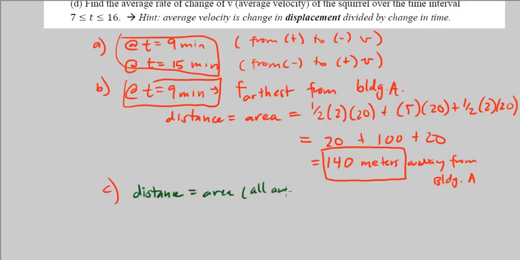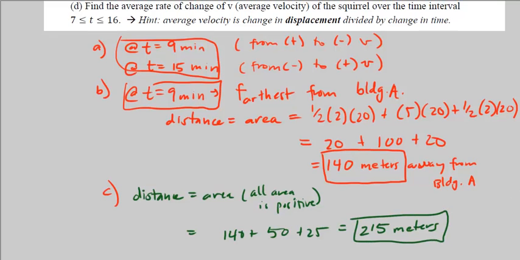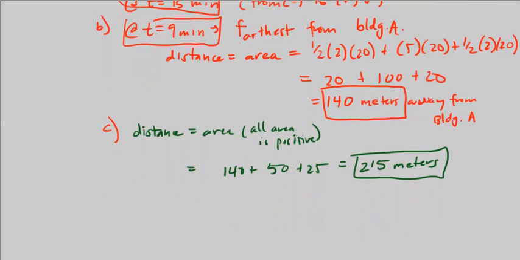All area is positive. So that's equal to, again, 140 plus 50 plus 25. And that gives us 215 units. But again, we're in meters, that the squirrel travels in that 18-minute time span.